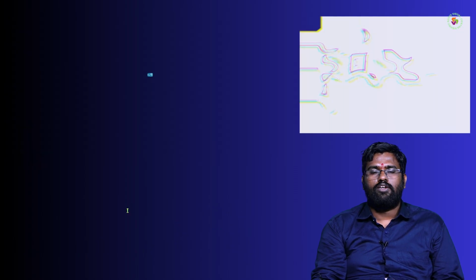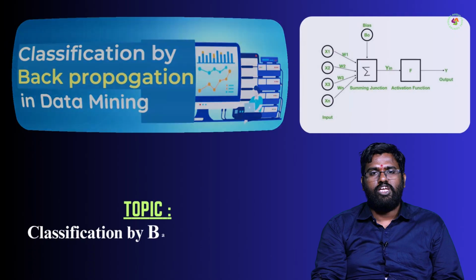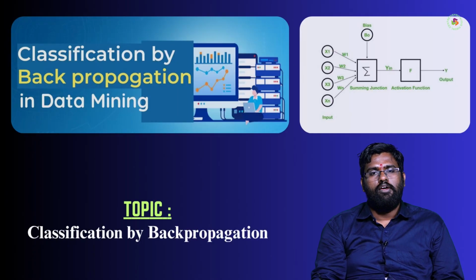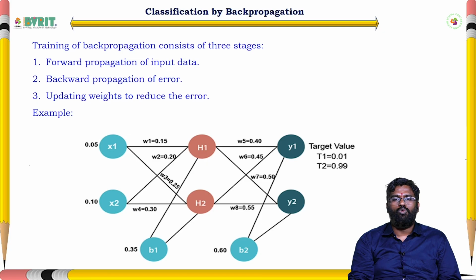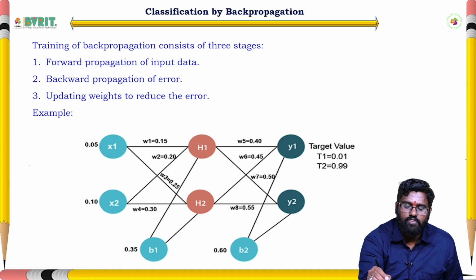Today we want to discuss classification by the backpropagation algorithm. Backpropagation came from artificial neural networks. Actually, we have biological neural networks and artificial neural networks. In biological neural networks, everything is shown in neuron format, but in backpropagation we have three layers.